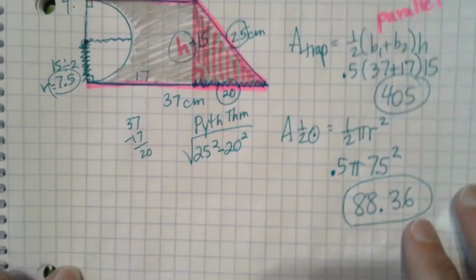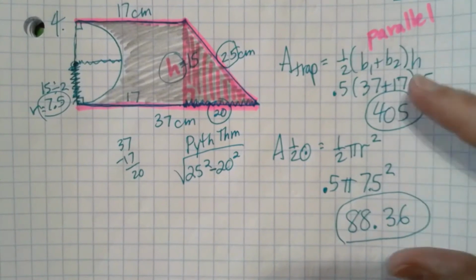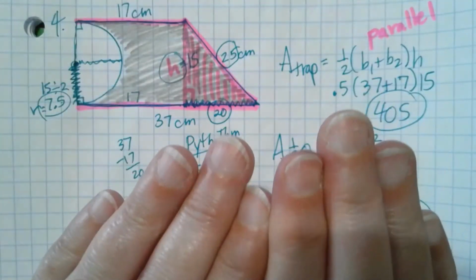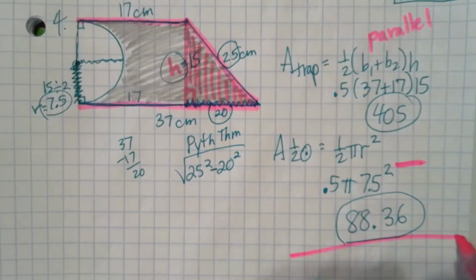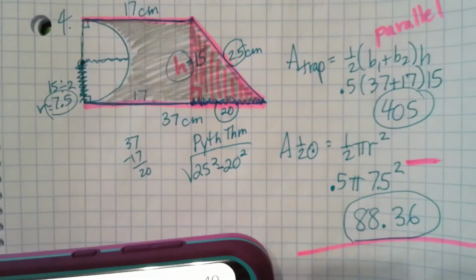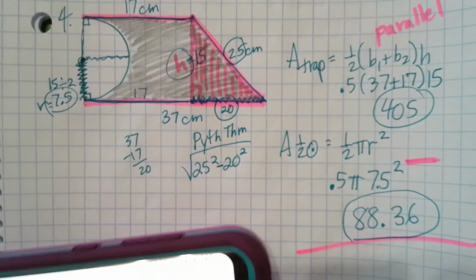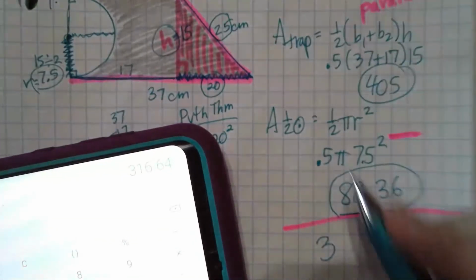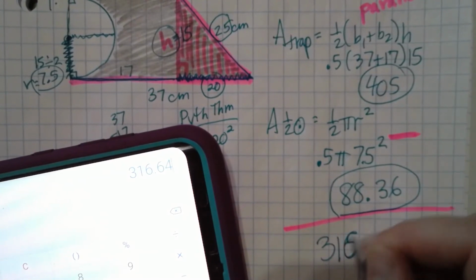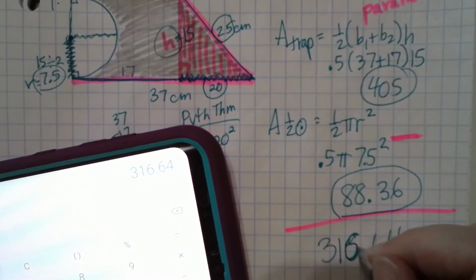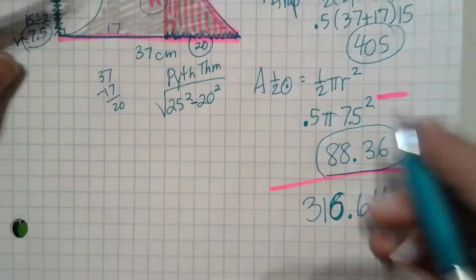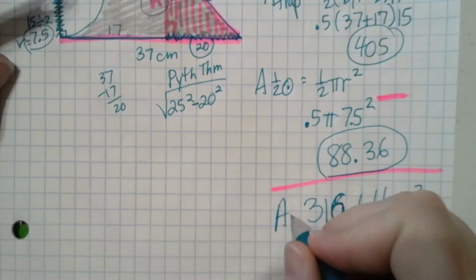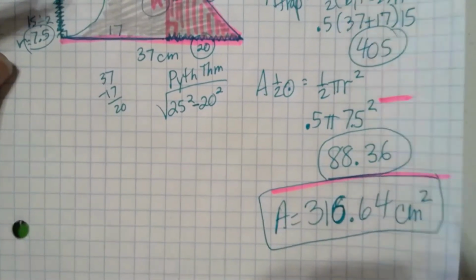And our last step, do we want to add these together? Are they beside each other and being combined, or is one inside the other and we're going to subtract them? Yeah, subtract. So 405 take away 88.36 makes 316.64. And what's our label for this? These are centimeters. So centimeters squared. Cool.